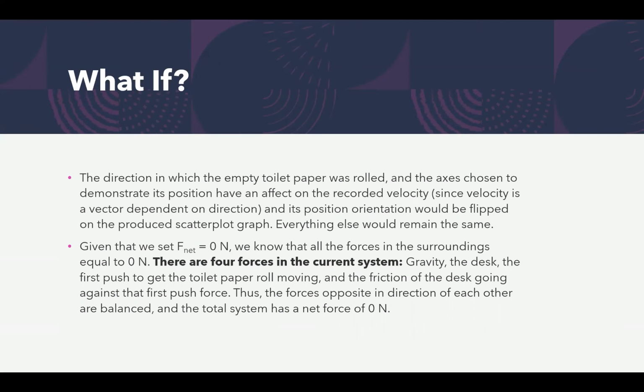Lastly, since we knew that F net was 0 newtons, we can assume, knowing the surroundings, that four forces are acting on the toilet paper roll in the scenario: gravity, the desk pushing back against gravity, the force used to initially push the toilet paper roll, and the friction of the desk pushing against that initial push. These forces are balanced, resulting in F net being equal to 0 and making our assumptions have some validity.